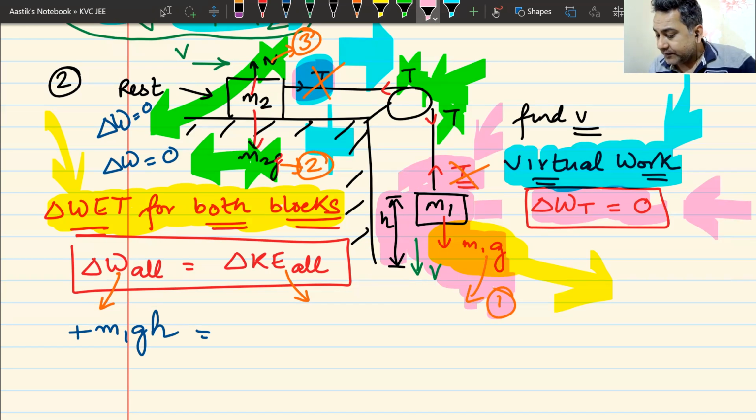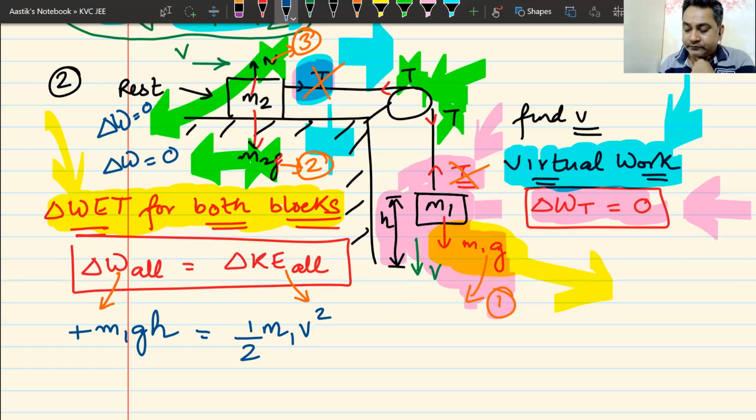M1 is block number one. Let us talk about the work. Well, let us talk about the change in kinetic energy of block 1. What is the change in kinetic energy of block 1? Final kinetic energy of block 1 is half m1 v square, minus the initial kinetic energy of block 1, which is 0. So it becomes half m1 v square minus 0.